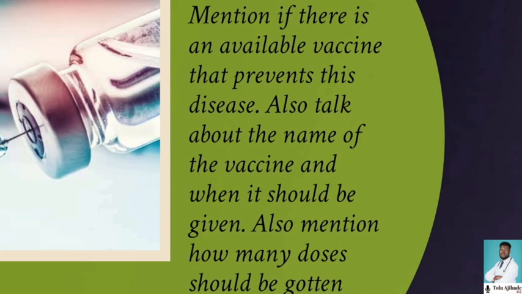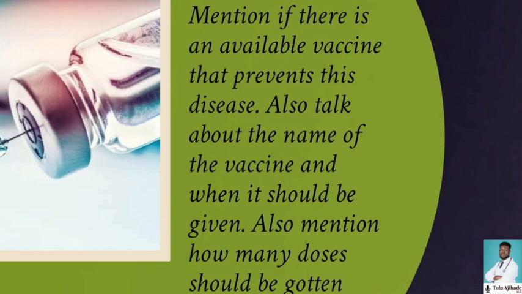You don't just say MMR, you say the measles, mumps, and rubella vaccine. If it's malaria, is there a vaccine for malaria? Quick question. Nope, there isn't. So you would say there is no specific vaccine, but if there is, you have to talk about when it is given and how it is given. Okay, let's just focus on when it is given and how many doses should be gotten.